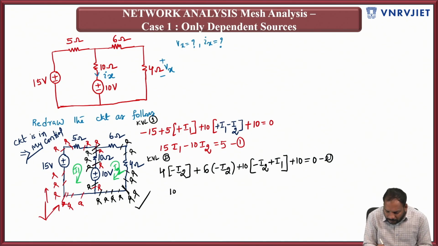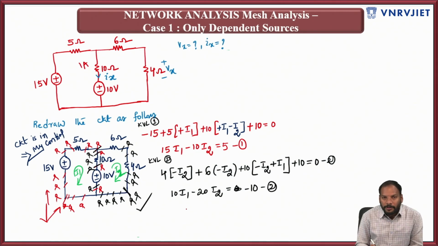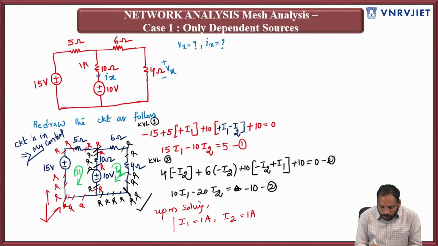So it is simply 10I1 minus 6I2 minus 4I2 minus 10I2 minus 10I2. Total minus 20I2 is equal to, sorry, minus 10. This is equation 2. Upon solving equations 1 and 2, you will get I1 as 1 ampere and I2 also 1 ampere. So this is how you can calculate the mesh currents.